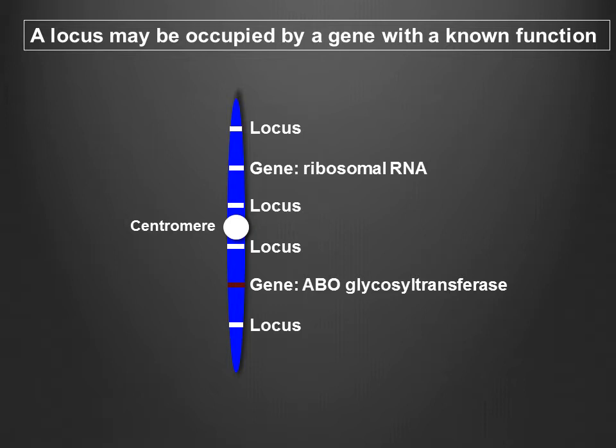For example, 2 loci on this chromosome are occupied by genes. One gene produces ribosomal RNA, the enzymatic component of ribosomes. The second gene produces a protein, the ABO glycosyltransferase enzyme, which determines the ABO blood group in humans.